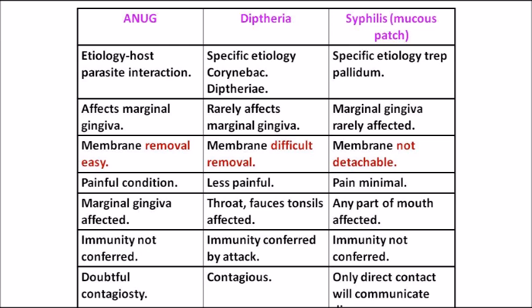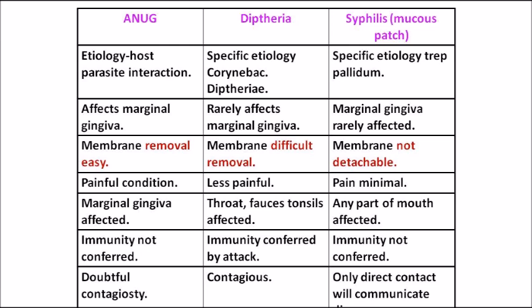In ANUG, the area of affection is the marginal gingiva. We already said the crest of the interdental papilla and marginal gingiva will be affected. Diphtheria rarely affects the marginal gingiva. So that is a differentiating feature. Again, syphilis is also rare in the marginal gingiva. We said there is pseudomembrane formation in ANUG, but the removal of the pseudomembrane is easy in ANUG. That also we already discussed. When the pseudomembrane is removed, you can see an erythematous and shiny area. In diphtheria, the pseudomembrane is very difficult to remove, but it is removable.